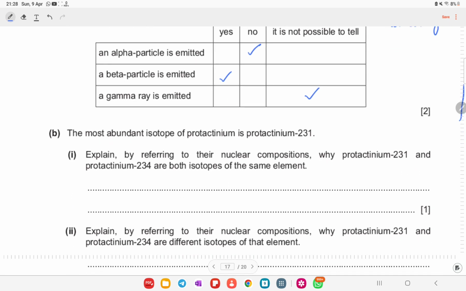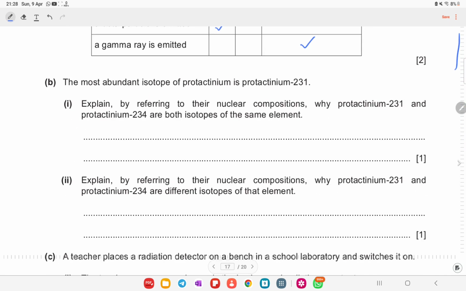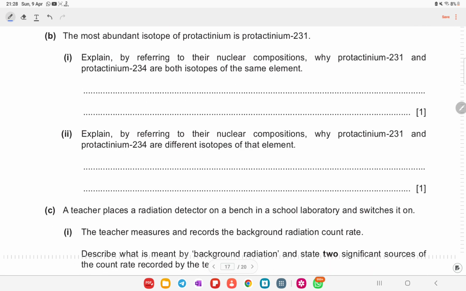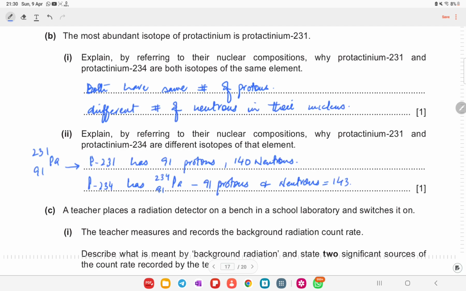The most abundant isotopes of protactinium: explain by referring to their nuclear composition why protactinium 231 and protactinium 234 are both isotopes of the same element. Okay, so now you have to tell them that both have the same number of protons and a different number of neutrons in their nucleus.